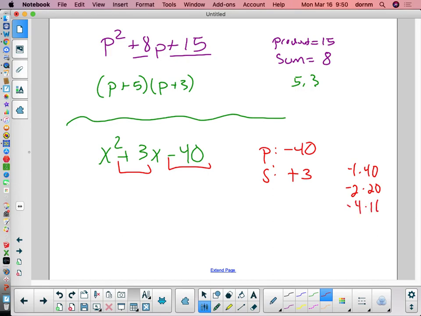4 and 10. Well, that gives me a 6. Pretty close to 3. 5 and 8. Aha! That gives me a 3. So if you're stuck, just start writing down your numbers that multiply to give you 40. Start with 1, 2, 3, 4, 5. Find the partner that goes with it until you find the pair that gives you your magic numbers. My magic numbers here are negative 5 and 8. So this literally factors into x minus 5, x plus 8. Done. If you're not sure, check your answer by FOILing it back out and see if it works.